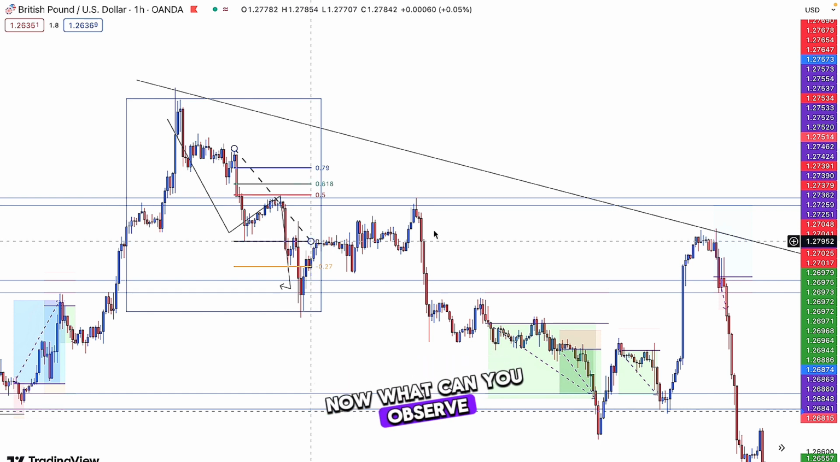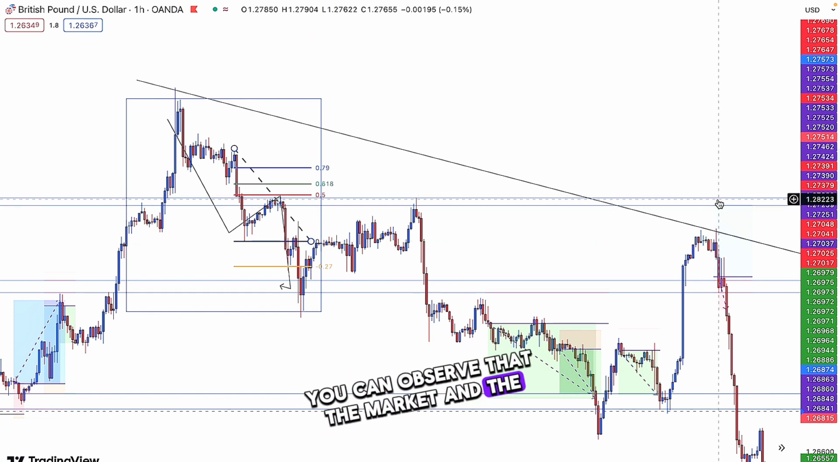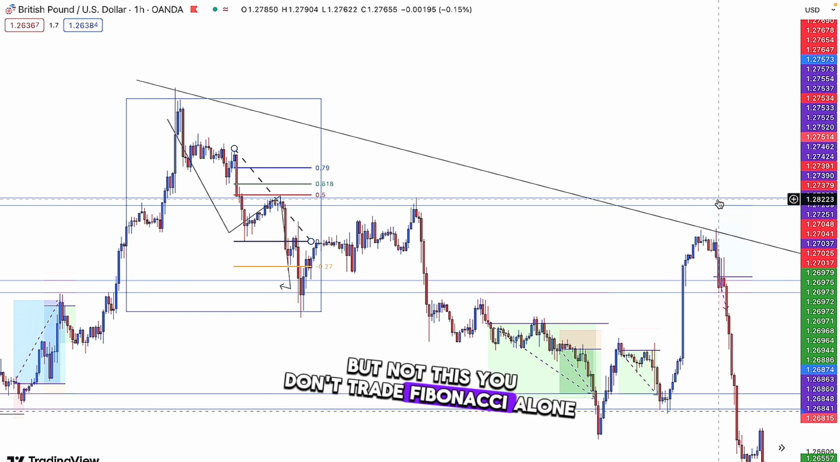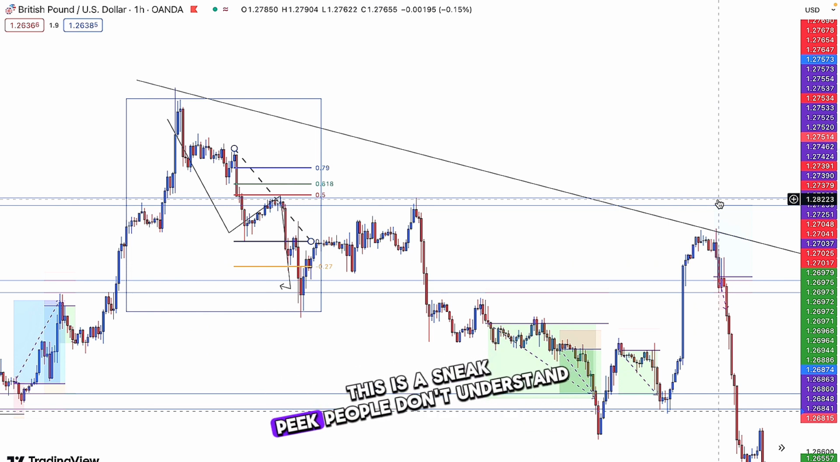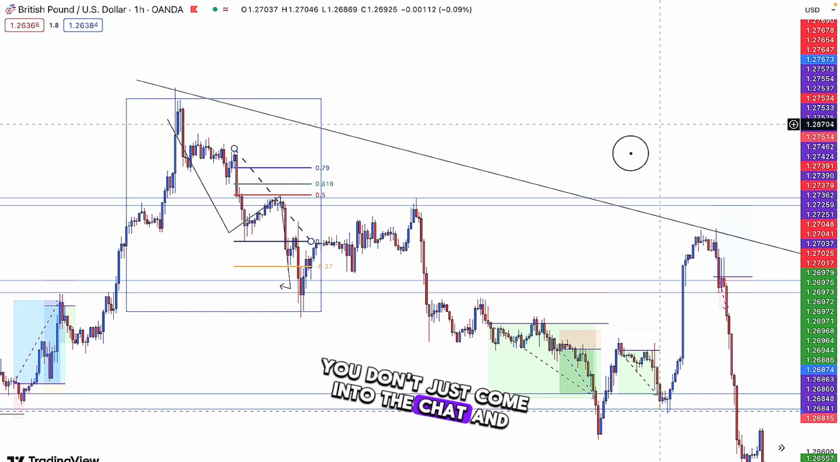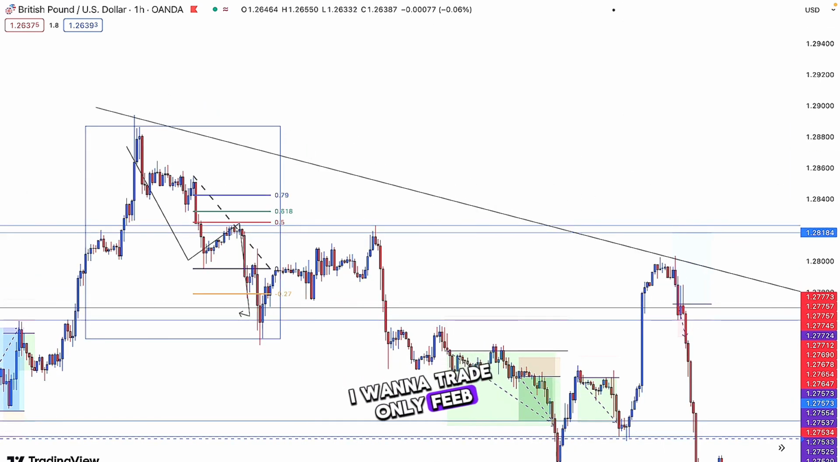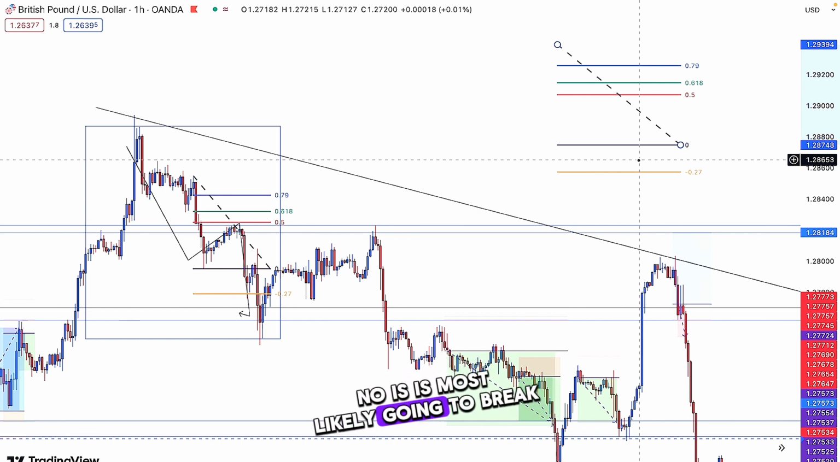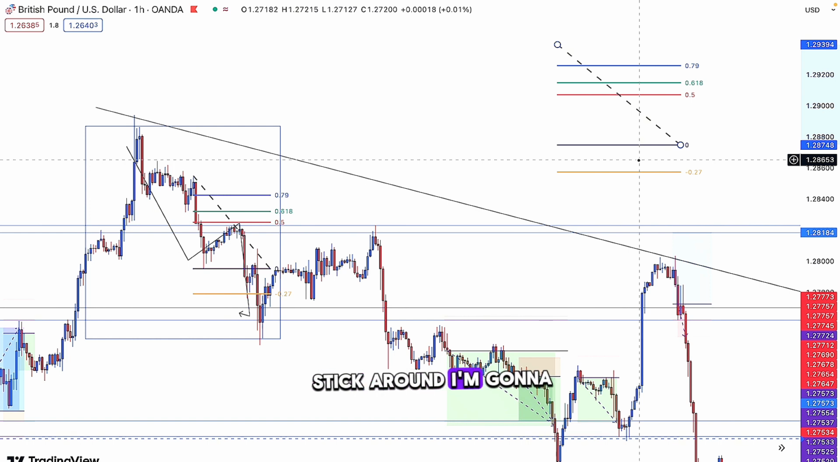Now, what can you observe? You can observe that the market and the 50 fib are close in range. What does that tell you? It tells you that the market has every potential to respect the 50 fib. But note this, you don't trade Fibonacci alone. This is a sneak peek. People don't understand. You don't just come into the chart and be like, okay, I want to trade only fib, and you then drag the fib all the way to recent high, recent low. No, it's most likely going to break past all the fibs. What do you do in this situation? Stick around. I'm going to be mentioning that at the end or close to the end of this video.